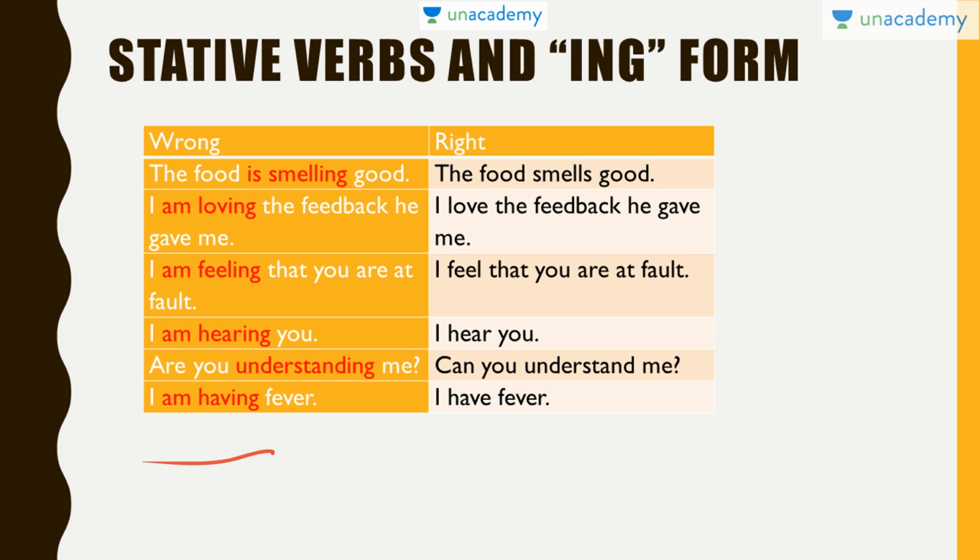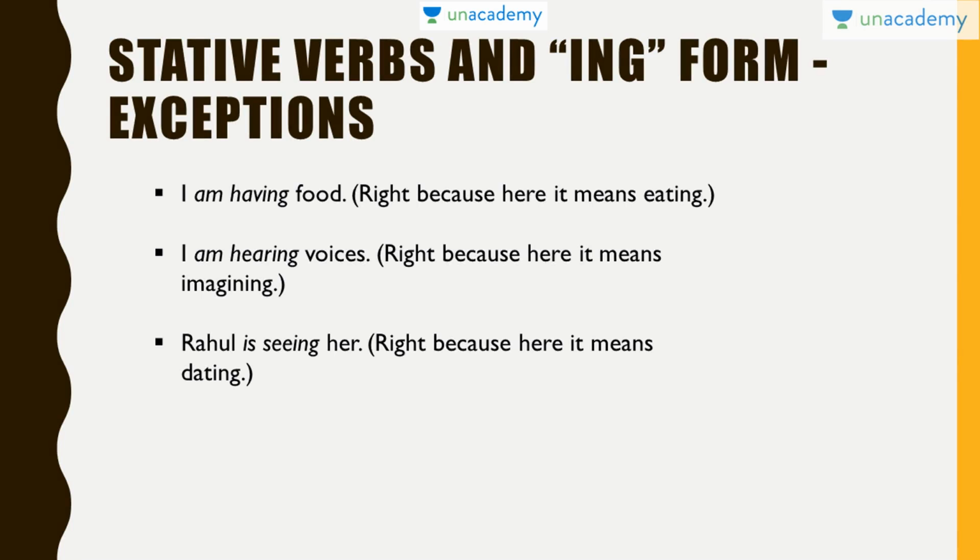Now, if you use the word having, that becomes eating. That means eating. So there are exceptions. I'm having food is right because here it means eating. I'm hearing voices. Now, ideally, hear is a stative verb, so we should not be using ing after it. But in this case, it means imagining. So the meaning's changing. So these are exceptions. Rahul is seeing her. Here he's not really looking at her, but he is dating her. That's why seeing in this case would be correct. But if you have to remember a simple rule, whenever you find stative verbs like think, believe, understand, smell, love, hate, do not use them in an ing form. You'll sound grammatically correct then.